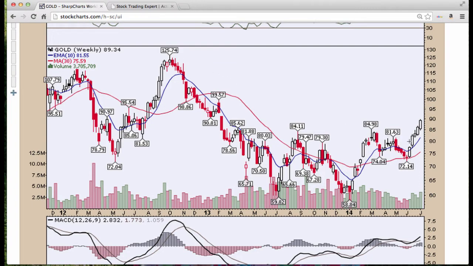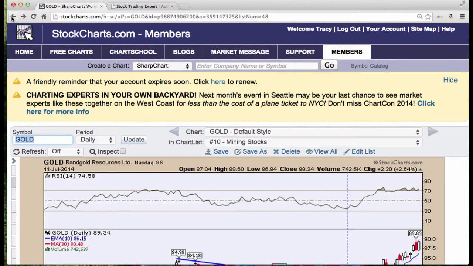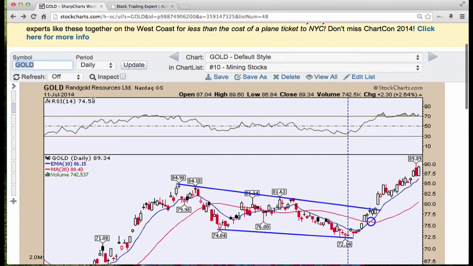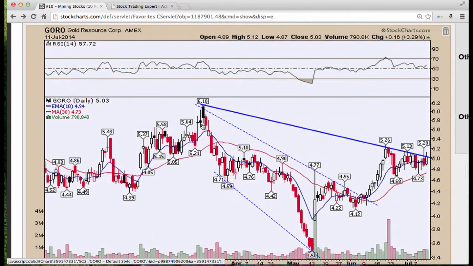Okay, we have a descending pattern here that's breaking to the upside. Look at this support and resistance zone that prices are moving above. Rand Gold Resources looks very good on the weekly basis as it does on the daily basis. Now we see a compelling edge here starting to emerge.